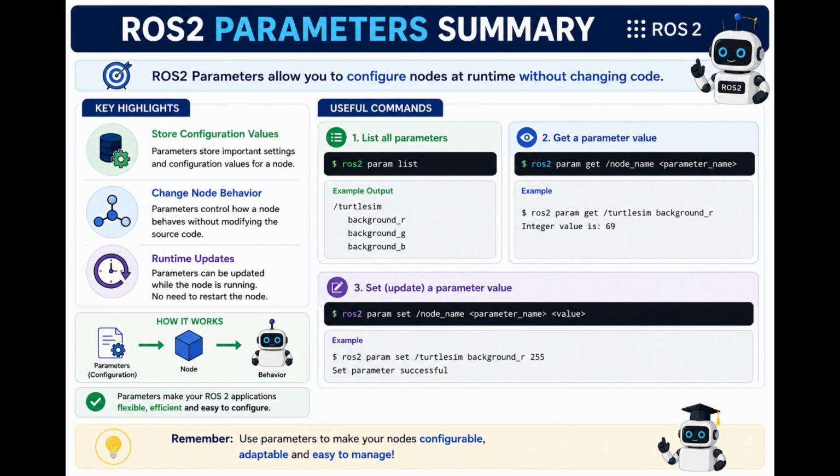ROS2 Parameters Summary. ROS2 parameters store configuration values, change node behavior, and support runtime updates. Remember these commands: ros2 param list, ros2 param get, ros2 param set. Make ROS2 applications configurable, reusable, and easy to maintain.